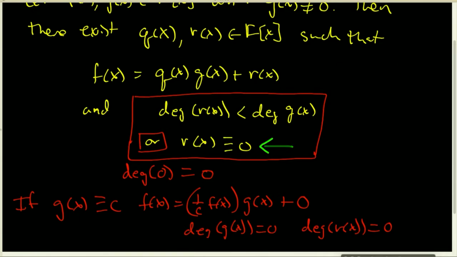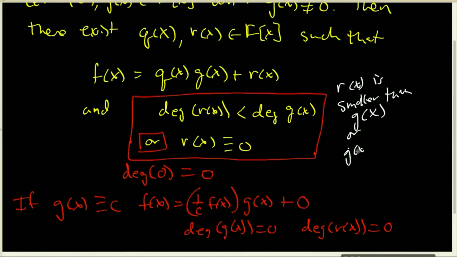The other thing that's important to realize about this condition is that essentially it is still saying that the remainder is in some sense smaller than the divisor g(x), or of course g(x) actually divides f(x). And it's this idea that we want to try and capture in a formal definition for a Euclidean domain. So now we're ready to actually start thinking about what is a Euclidean domain.